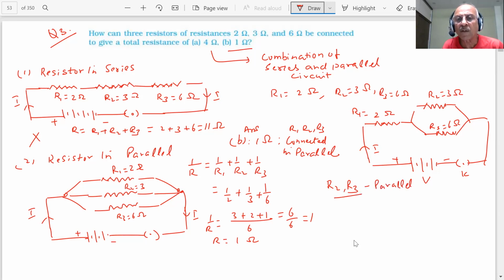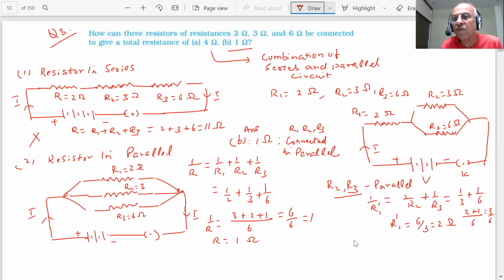In parallel, then what will be the value of the resistance R1 dash? What is R1 dash, student? 1 by R1 dash equals 1 by R2 plus 1 by R3. How much is that? 1 by 3 plus 1 by 6. 6, 2 plus 1, 3 by 6. Then what is R1 dash, student? 6 by 3. That is 2 ohms.